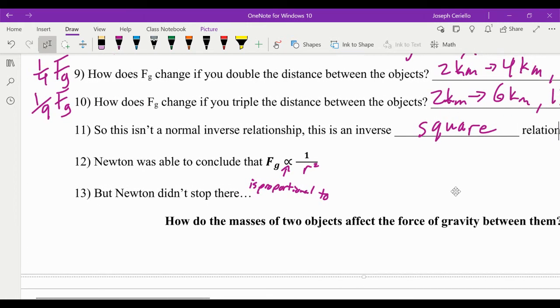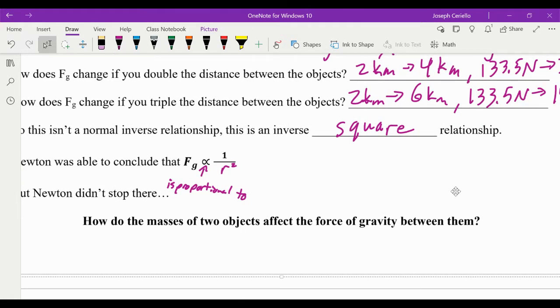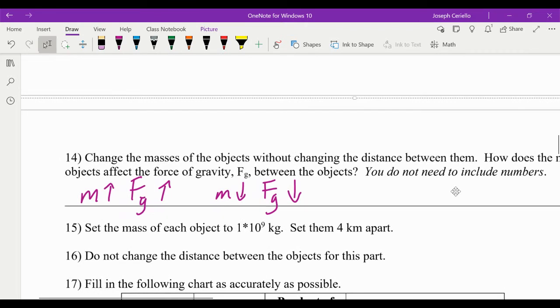Don't quote me on that, but that would be my guess. So r is the distance from center to center, not half of that distance. Now, how about masses? Well, play with the simulation, change the masses without changing the distance now.